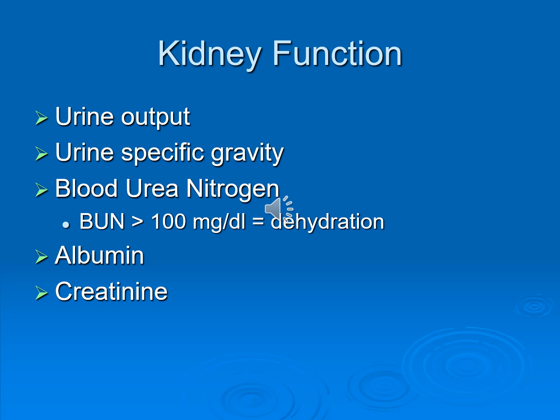Keep in mind with that blood urea nitrogen, look for those critical levels. If it's above 100 milligrams, it is going to be critical. You can also look at albumin and creatinine to assess that kidney function.